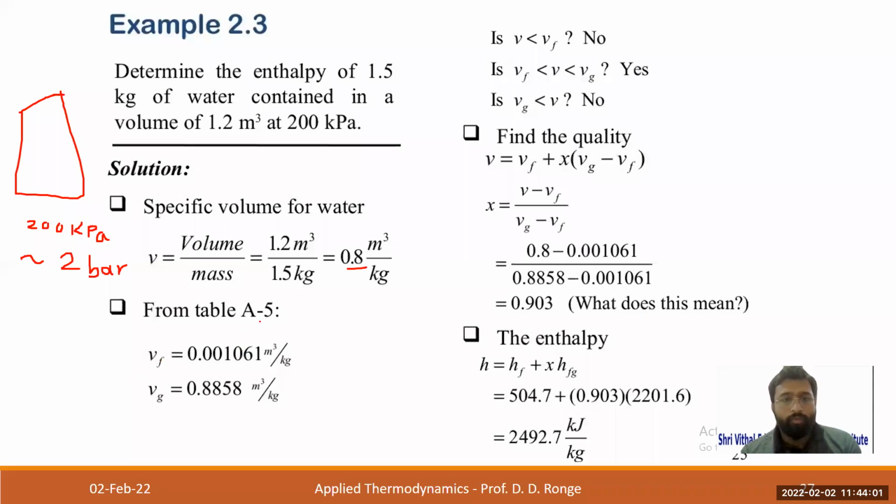Our specific volume is 0.8. So 0.8 lies between these two values. So we can say the condition of steam is wet. Now here we have to calculate the quality of steam or the dryness fraction, that is X.